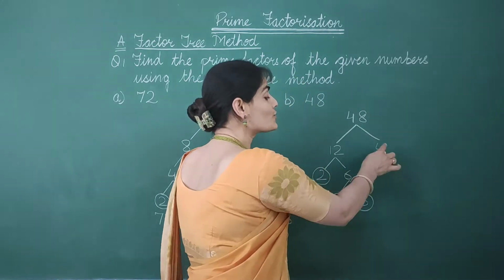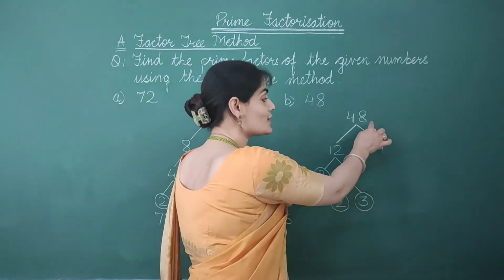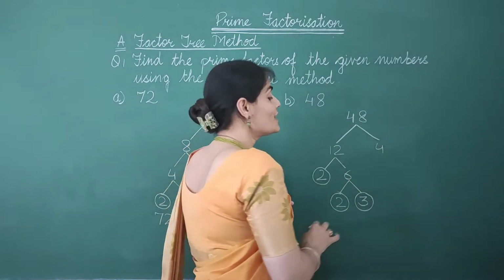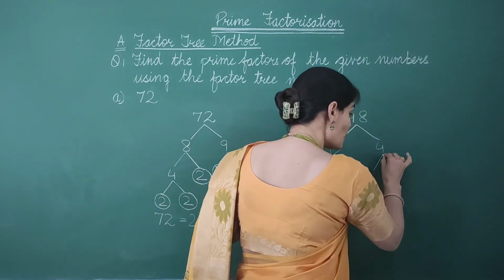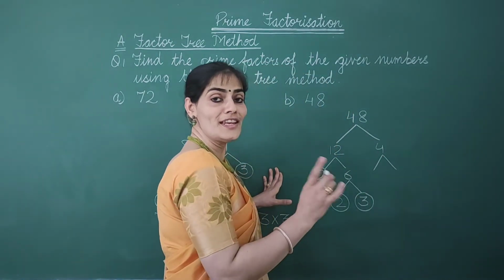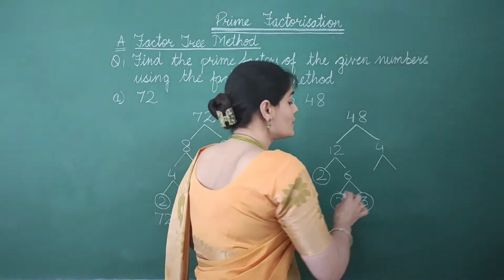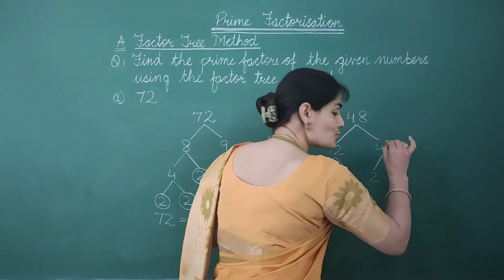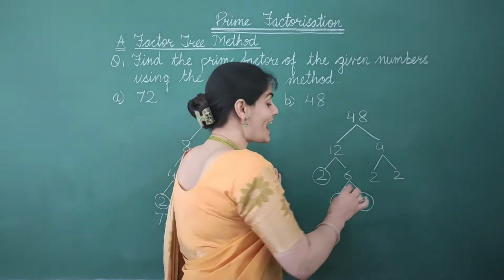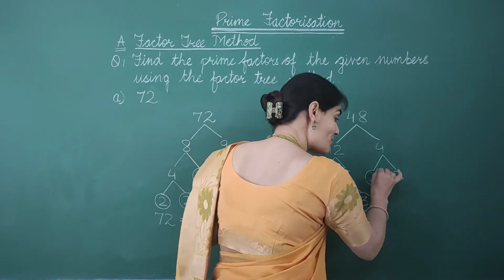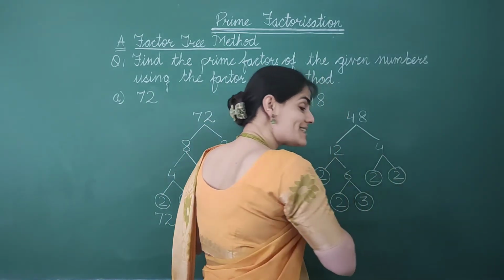Now we move to the next composite factor of 48. Now we are going to write 4 as the product of any two numbers. So 2 into 2 gives us 4. And these two factors are prime factors, so I circle them.